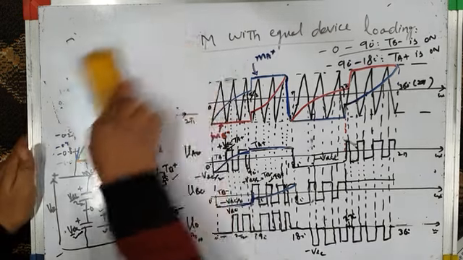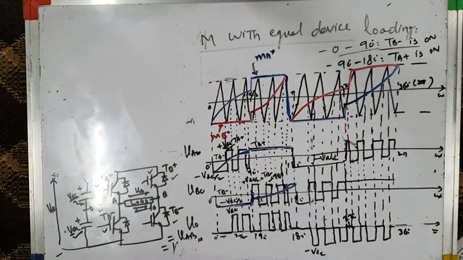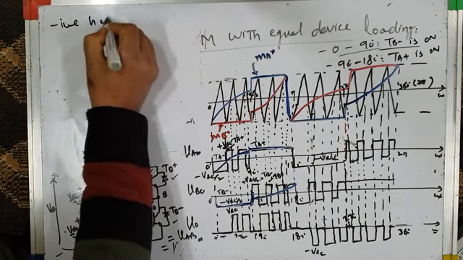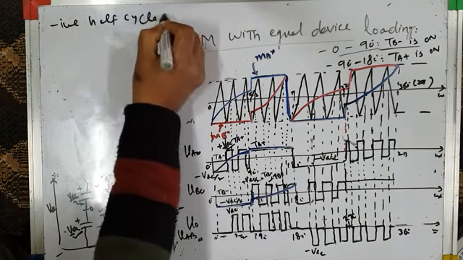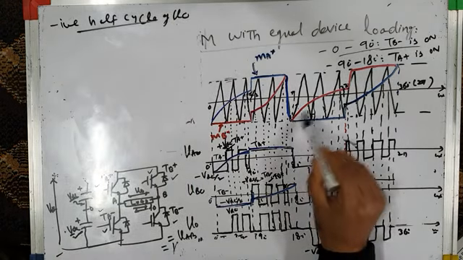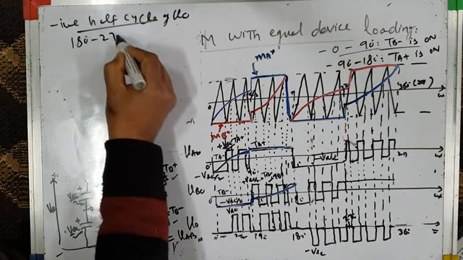Let me rub off this portion because I have reproduced this waveform here. Now let me take the negative half cycle of the inverter output voltage. In that also, I will take the first quarter cycle, that is 180 to 270 degrees. So the 180 degree to 270 degree interval.